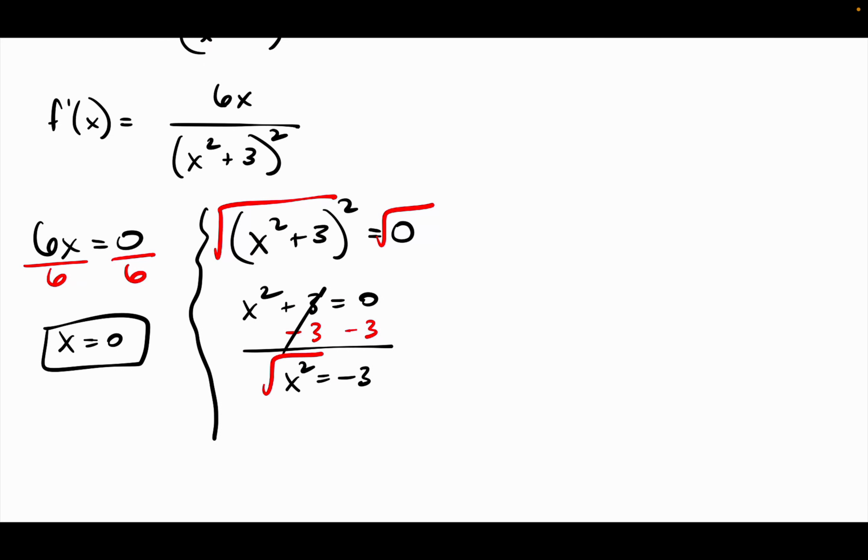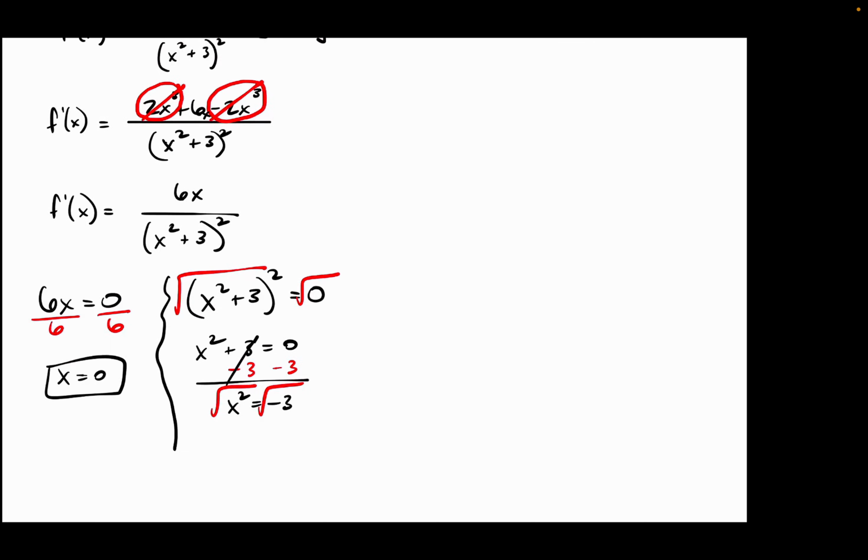And then when I take the square root, you can't take a square root of a negative number and expect to get a real answer. It's going to be imaginary. So in this class, we don't deal with imaginaries. We don't have to worry about imaginaries. That's why the denominator is not going to give you an answer. Okay?